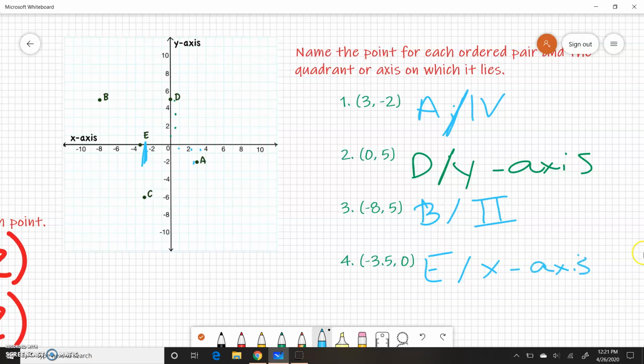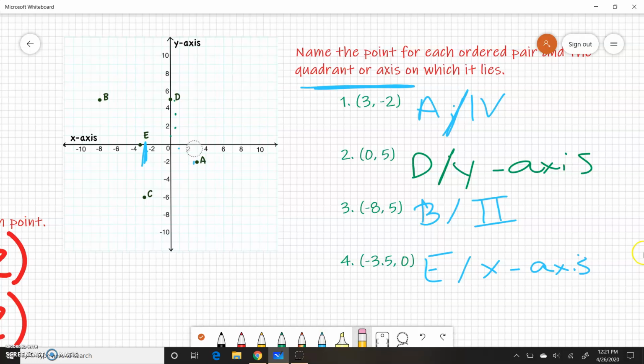So this direction right here, it says coordinate or axis. So like number 1 and number 3 were actually in a coordinate, and number 2 and number 4 were not in a coordinate. They were all along an axis. So that's what it means when it says quadrant or axis. And this is how you would write your answers. So keep that in mind.